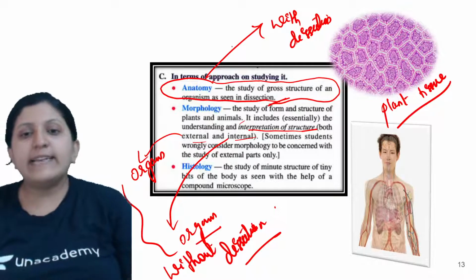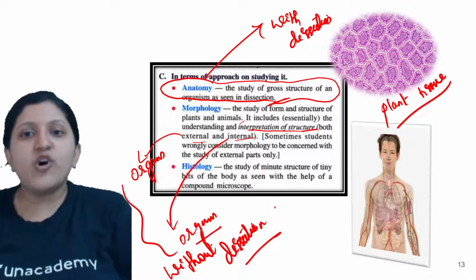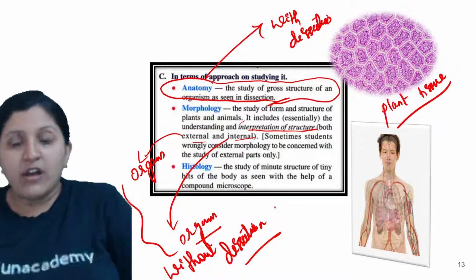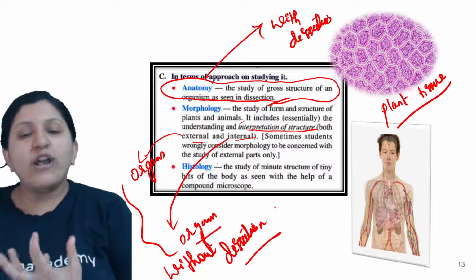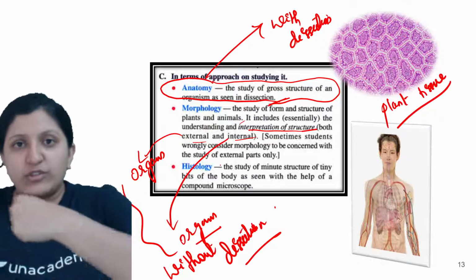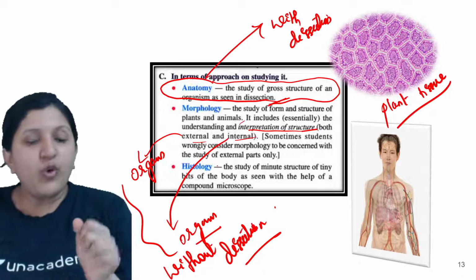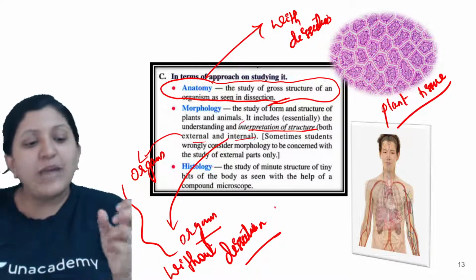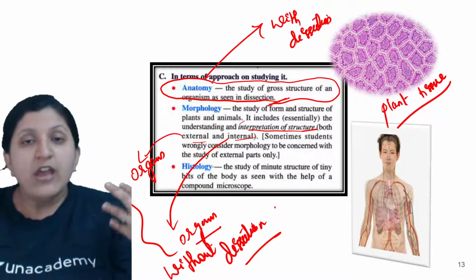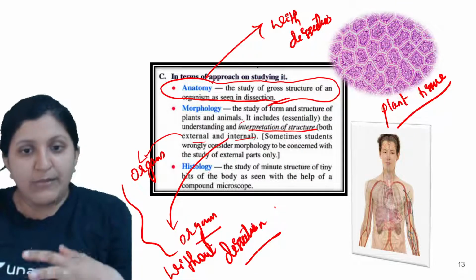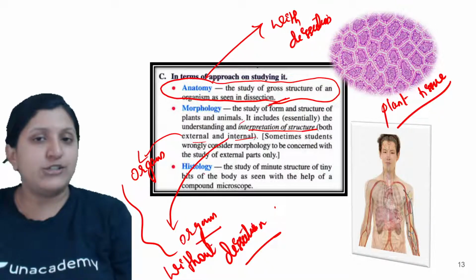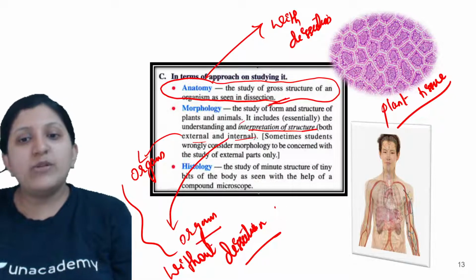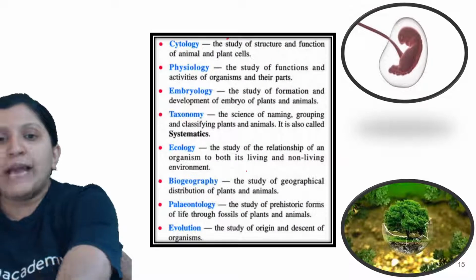Alright. In terms of approach to studying it, there is histology, which will give us an idea about the tiny bits of the body. Now this is a body, so what exactly is the body made up of? The cell is the basic unit. Many cells together will form the tissue. So the study of a tissue is considered histology here. So it is the minute structure or tiny bits of a body as seen with the help of the compound microscope.